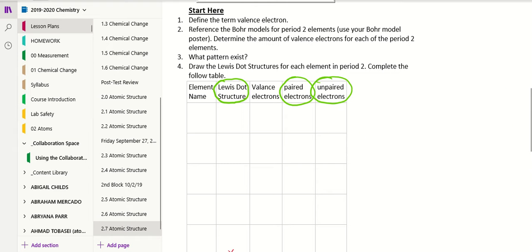Now, jump back over to our lesson on Lewis dot structures. Did anybody define valence electrons yet? Valence electrons are electrons in the outermost energy level.